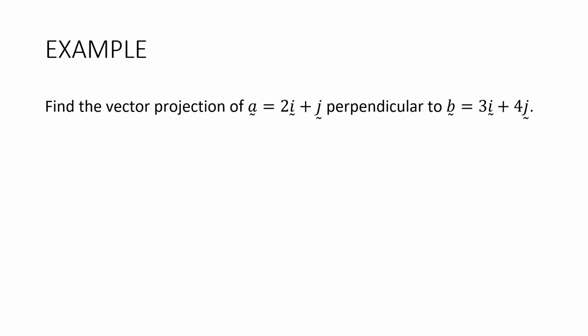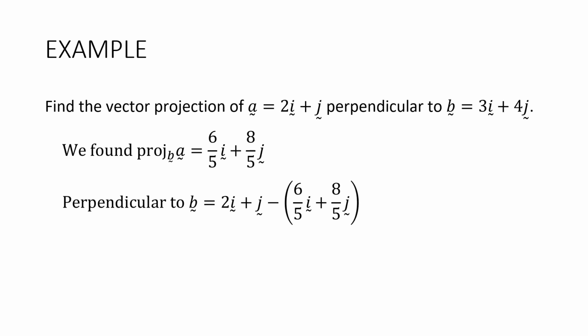So here's an example. Find the vector projection of A, which is 2i plus j, perpendicular to B, which is 3i plus 4j. Now we already worked out the vector projection. It was 6/5 of i plus 8/5 of j. If we want the orthogonal projection, we're going to do A take away this. So the mathematics is pretty simple. We want 2 take away 6/5 of i and then 1 take away 8/5 of j, which gives us 4/5 of i take away 3/5 of j.